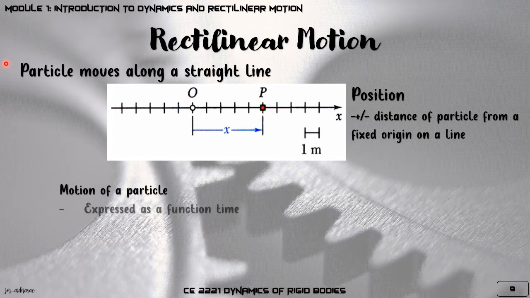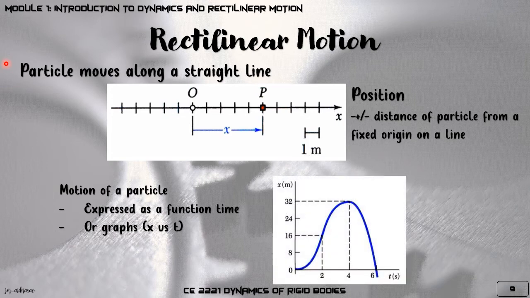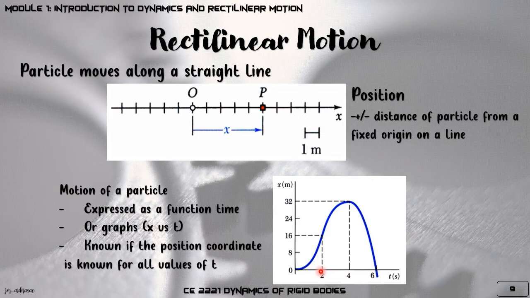So the motion of a particle can be expressed as a function of time, or it can be defined using graphs, such as your position versus time graph. So as you can see in the graph, from the figure, we could simply identify our values, such as the position in terms of time, and as well our velocity. So the motion of a particle can be identified if the position coordinate is also known for all the values of t.